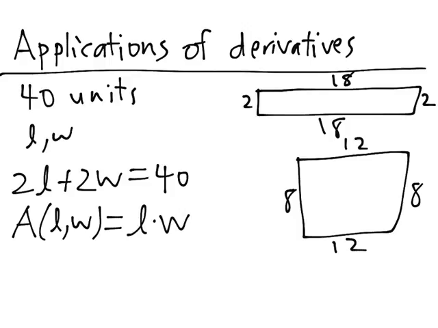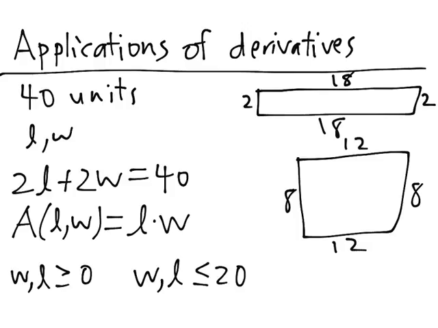And finally, we have additional restrictions. We know that the length and width are the length and width of an actual fenced area. This means that they both have to be greater than or equal to 0. And since the perimeter is limited to 40, the largest either of these can be is 20. So they're also both less than or equal to 20. Now that we've set up the problem, all that's left to do is solve it.